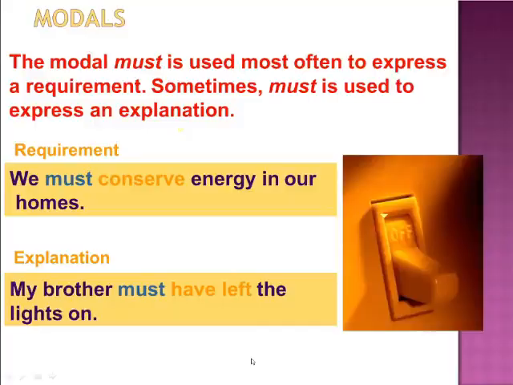What else? The modal must is used most often to express a requirement. Sometimes must is used to express an explanation. Requirement: we must conserve energy in our homes. Explanation: my brother must have left the lights on. What is the requirement here? Must conserve the energy, save the energy in our home. What is the explanation? My brother must have left the lights on.